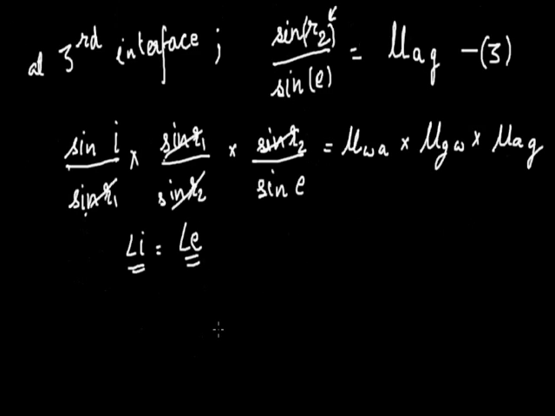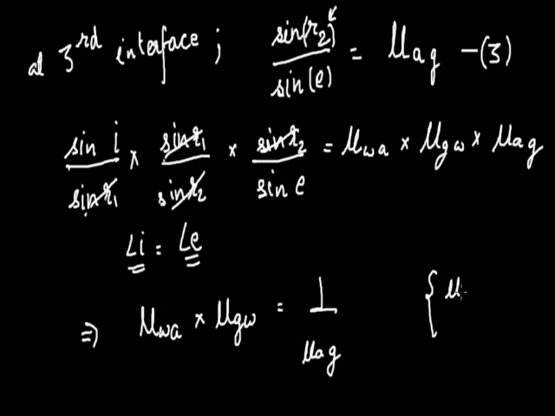Now, as these two angles are equal, their ratio should also be equal to 1. So here we get from the above equation that the refractive index of water with respect to air into the refractive index of glass with respect to water should be equal to 1 upon the refractive index of air with respect to glass. Now, as we know, the refractive index of medium 2 with respect to 1 is always equivalent to the reciprocal of the refractive index of medium 1 with respect to 2.